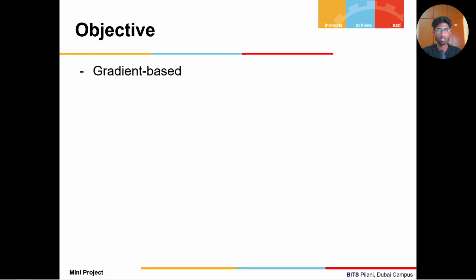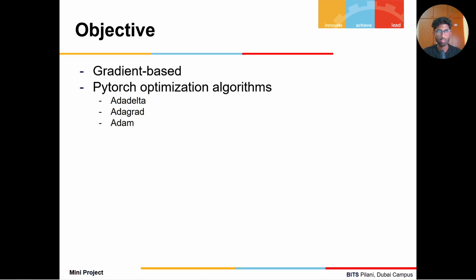So the objective would be, I'll be focusing on gradient-based methods. Gradient-based methods means they take the derivatives of the loss function and calculate backpropagation based on that. The other type of methods would be non-gradient based, which use simplex methods that you may have learnt in the optimization course taught by Manisha ma'am. Then I'll be focusing on the optimization algorithms provided by PyTorch, which would be AdaDelta, AdaGrad, etc.